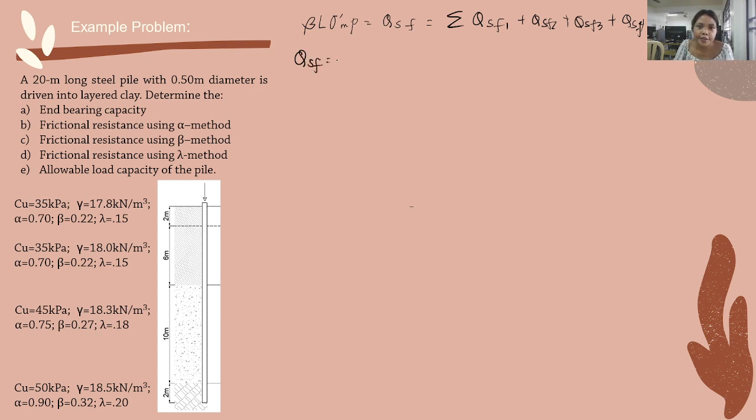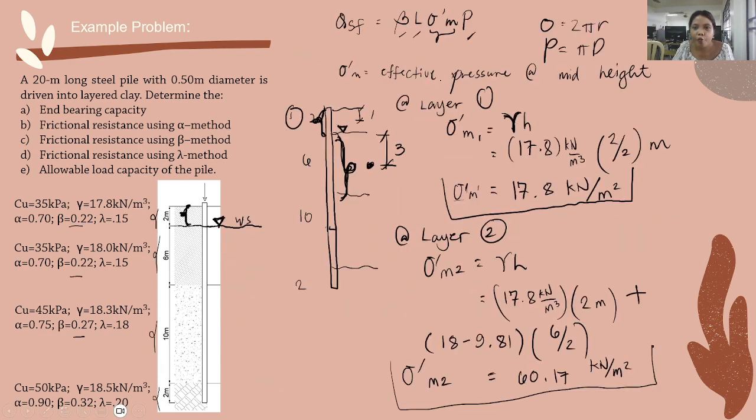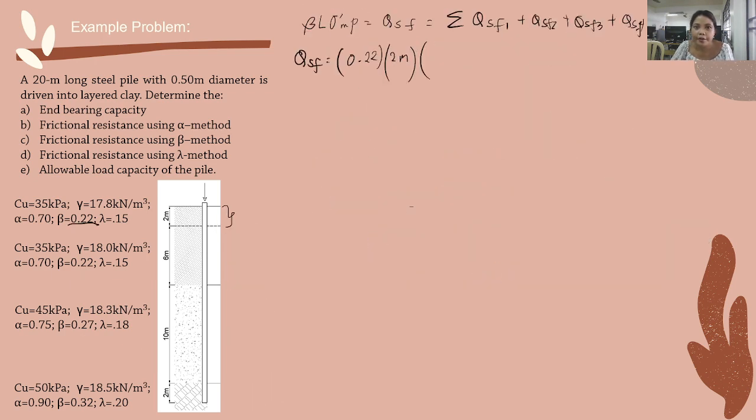Okay, so QSF is equal to, ano yung nauna nating beta? 0.22 given 0.22. The layer or the height of your layer 1 is 2 meters multiplied by sigma M1, 17.8 kilonewton per square meter. So you have 17.8 kilonewton. Then lastly, your perimeter is just your circumference, 0.5 pi. O di okay ka na sa QSF1.